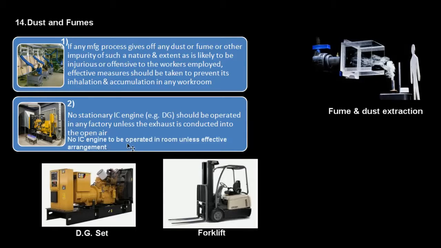Similarly, no IC engine to be operated in a workroom unless effective arrangement is made. Now the IC engine could be a stationary IC engine or a mobile IC engine. Now a DG set is a stationary IC engine, whereas a forklift running on an internal combustion engine is a mobile IC engine. Similarly, vehicles are mobile IC engines. So what is said over here is that no IC engine, be it stationary or movable, is to be operated in a workroom. So you cannot operate any IC engine in a workroom unless you make an effective arrangement for taking the fumes out, via ventilation or forced extraction, so that there is no accumulation of dust or fumes.